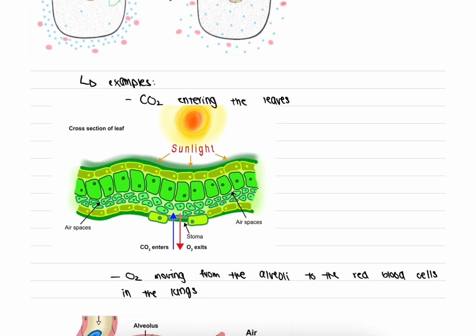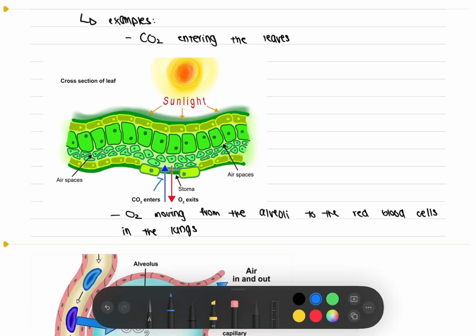Now, examples of diffusion, which is basically carbon dioxide entering the leaves. Over here, carbon dioxide is entering the leaves through what we call a stomata, which is the gap between these two cells. These are guard cells. This happens because there's a large concentration of carbon dioxide, these are carbon dioxide particles, guys, so don't judge my drawing, outside of the leaf, but there's very little carbon dioxide inside the leaf.